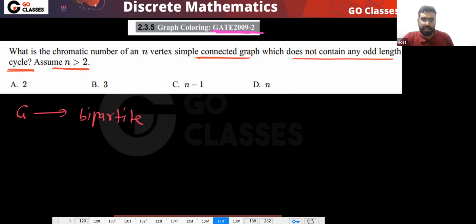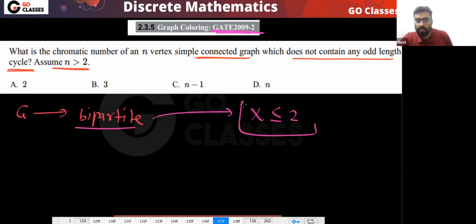For bipartite, what should be the answer? The answer should be at most 2. But why is the answer exactly 2? Here the answer will be exactly 2. Why? Because n is greater than or equal to 2.